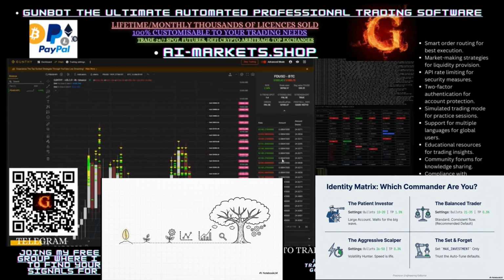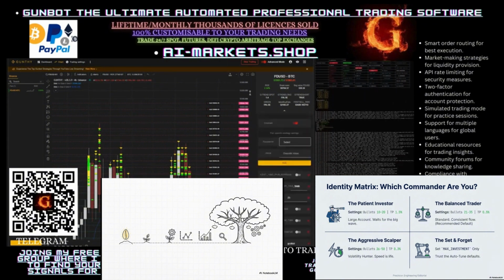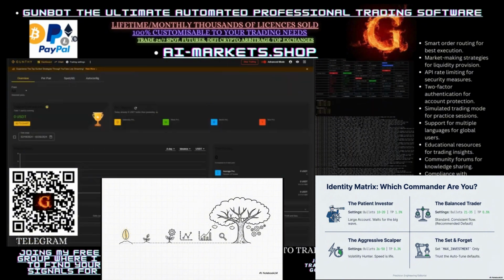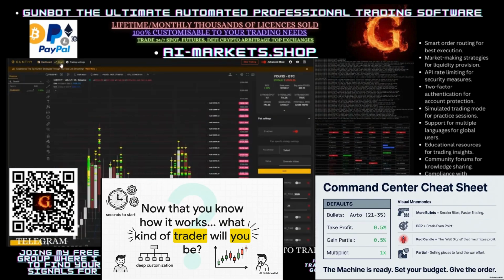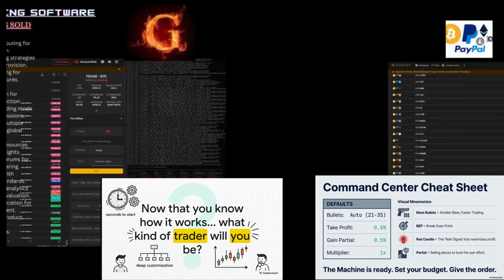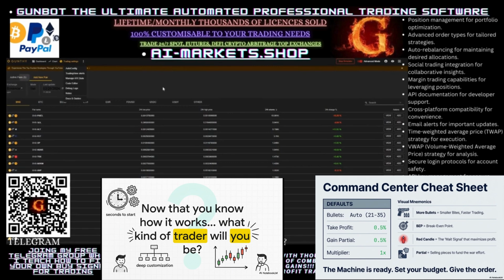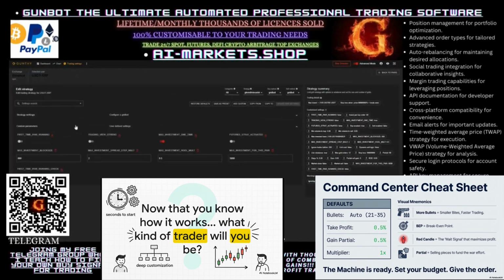And that really captures the entire design philosophy here. You start with the beautiful simplicity of just one setting. Then, as you get more confident, you can start to express your own trading style, all while the automation engine handles all the complex stuff for you. So there you have it, an automated system that's simple enough to start in seconds, but deep enough to customize to your exact personality. Now that you know how it all works, the only real question left is, what kind of trader will you be?